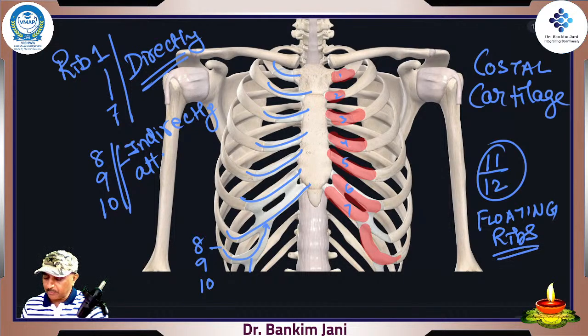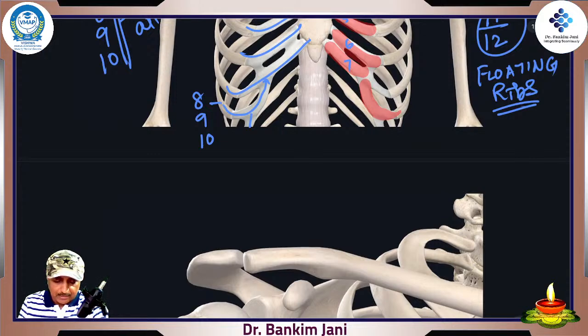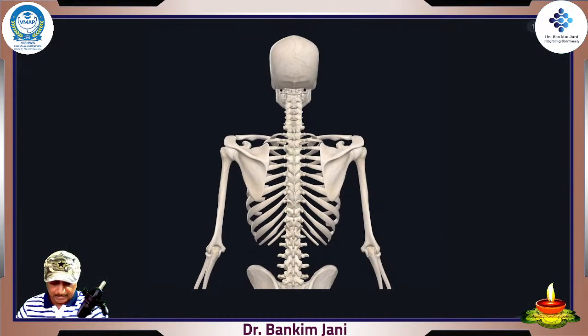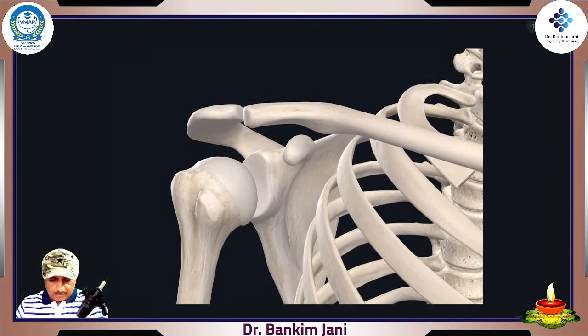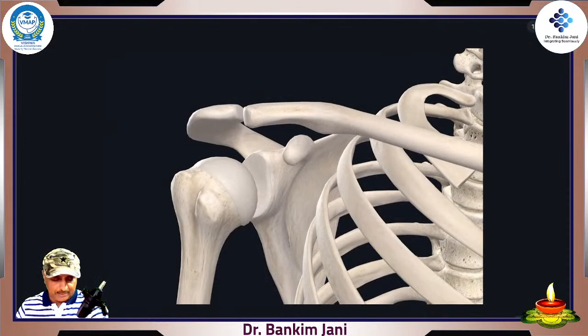So floating ribs means what? Rib number 11 and rib number 12 will not be attached. See over here, these are the ribs. See the last ones, this and this. Rib number 11 and rib number 12 are not attached at the front. They are attached to the back side, that is with the vertebra, but not with the front. So that is how the ribs are designed.